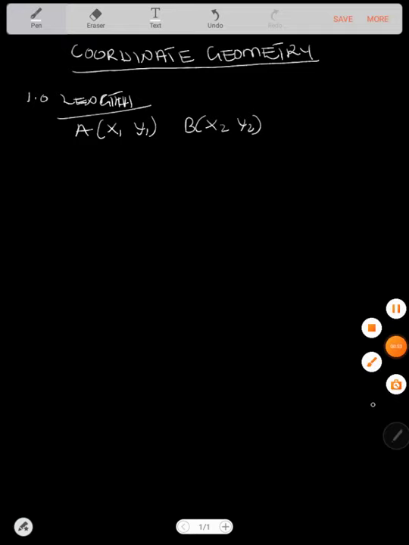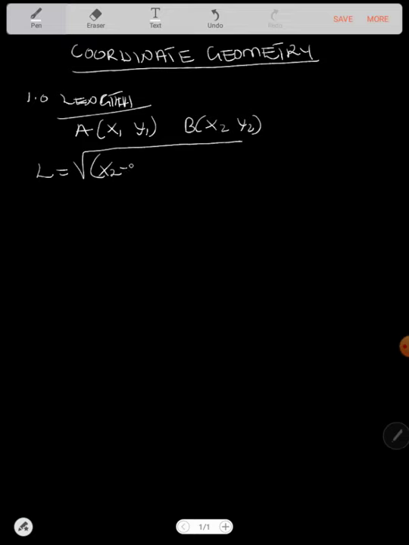Now let's say we have points (x1, y1) and (x2, y2). How can we find the length between these 2 points? So the length is given by the square root of (x2 minus x1) squared plus (y2 minus y1) squared.